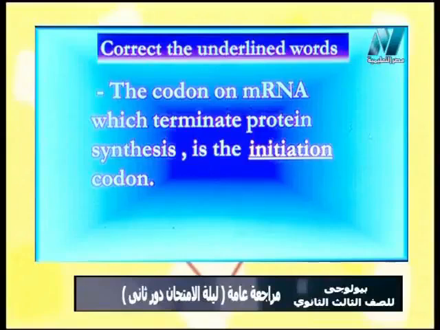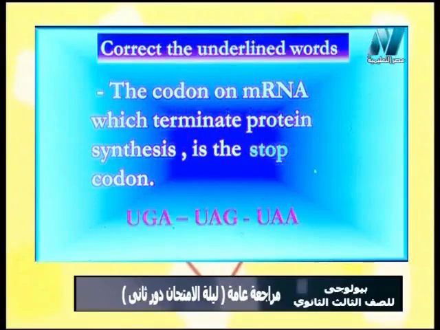The codon on mRNA which terminate the protein synthesis is the initiation codon. لما يقول لي terminate يعني end or stop the protein synthesis، يبقى معنى كده ان ما ينفعش يبقى initiation يعني starting codon. ده starting codon ده اللي كان AUG اللي هو represent methionine amino acid، لكن هنا هيبقى stop codon. وبفكر حضرتك ان الستوب كودونز كانوا 3 لازم نبقى عارفينهم: UGA UAG UAA دول 3 stop codons.